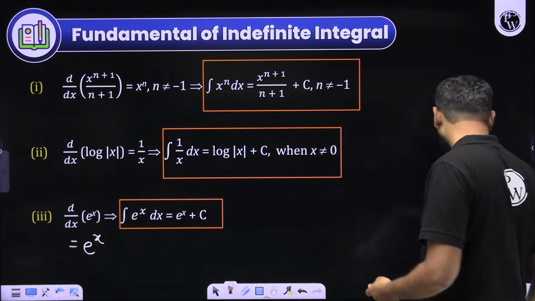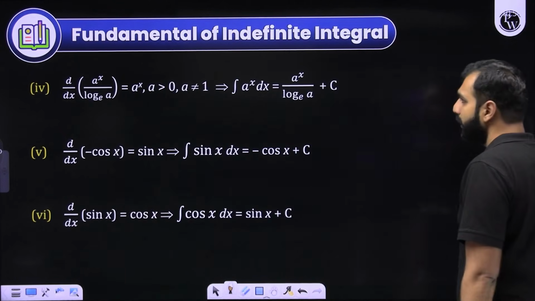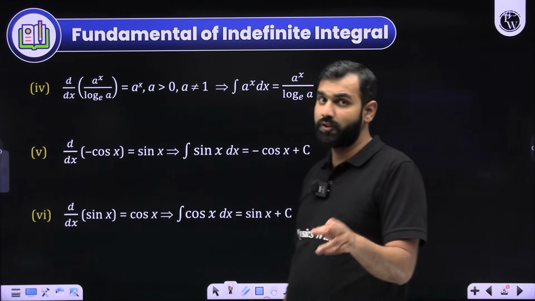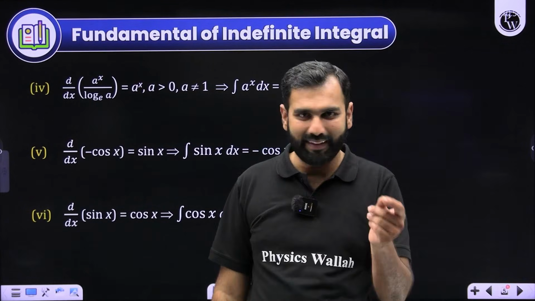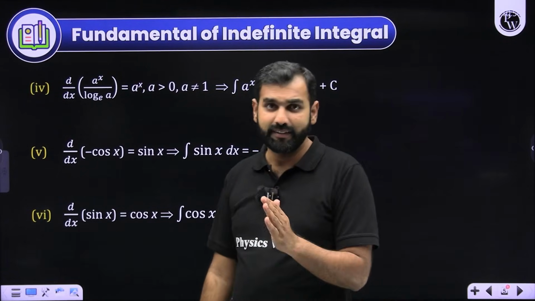Plus c should be appended here, and I hope you know the reason very clearly. Moving ahead from here, the next expression is e to the power x, which is different from a to the power x. e is Napier's constant. So a to the power x, where a is simply a constant greater than 0, not equal to 1.